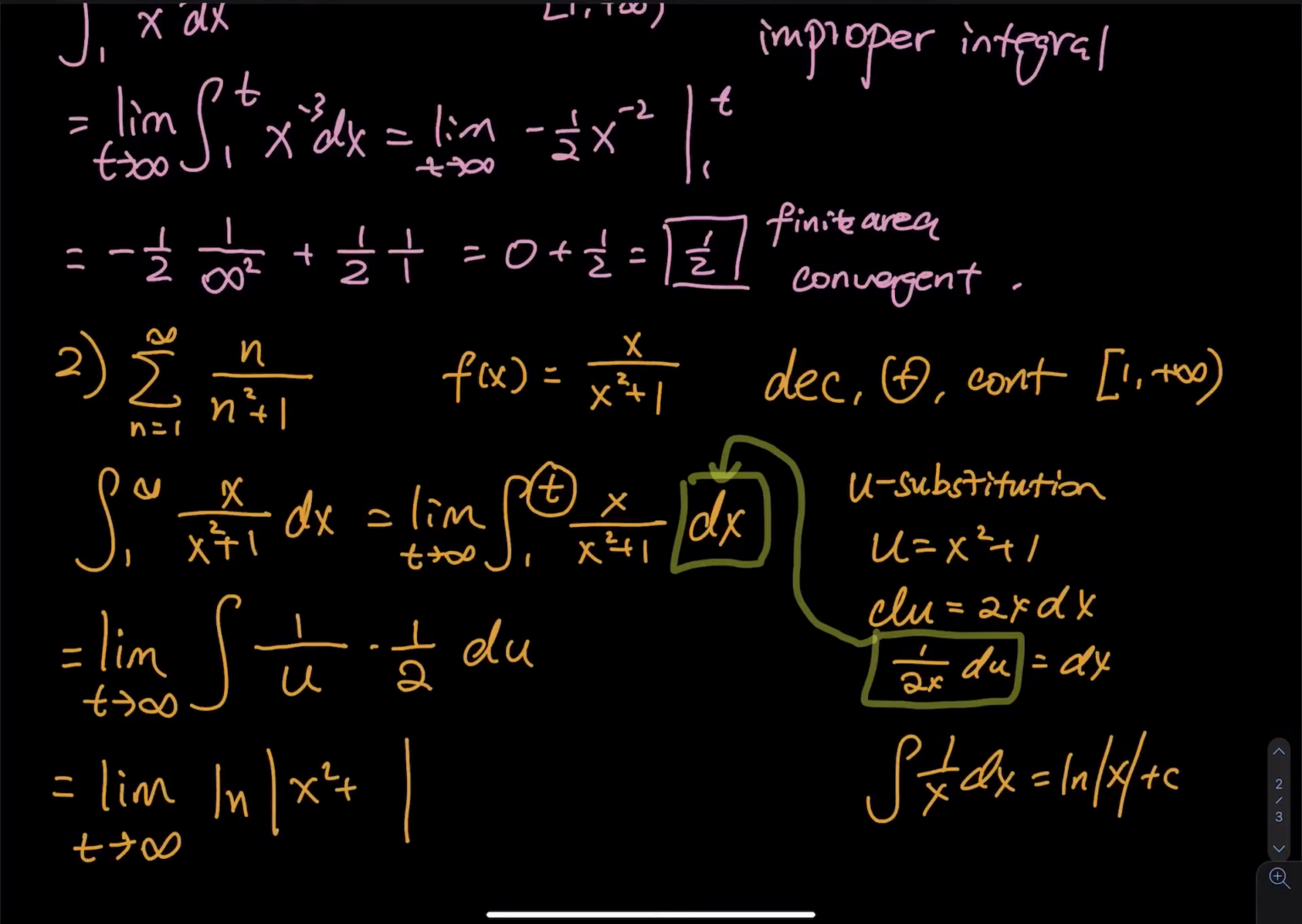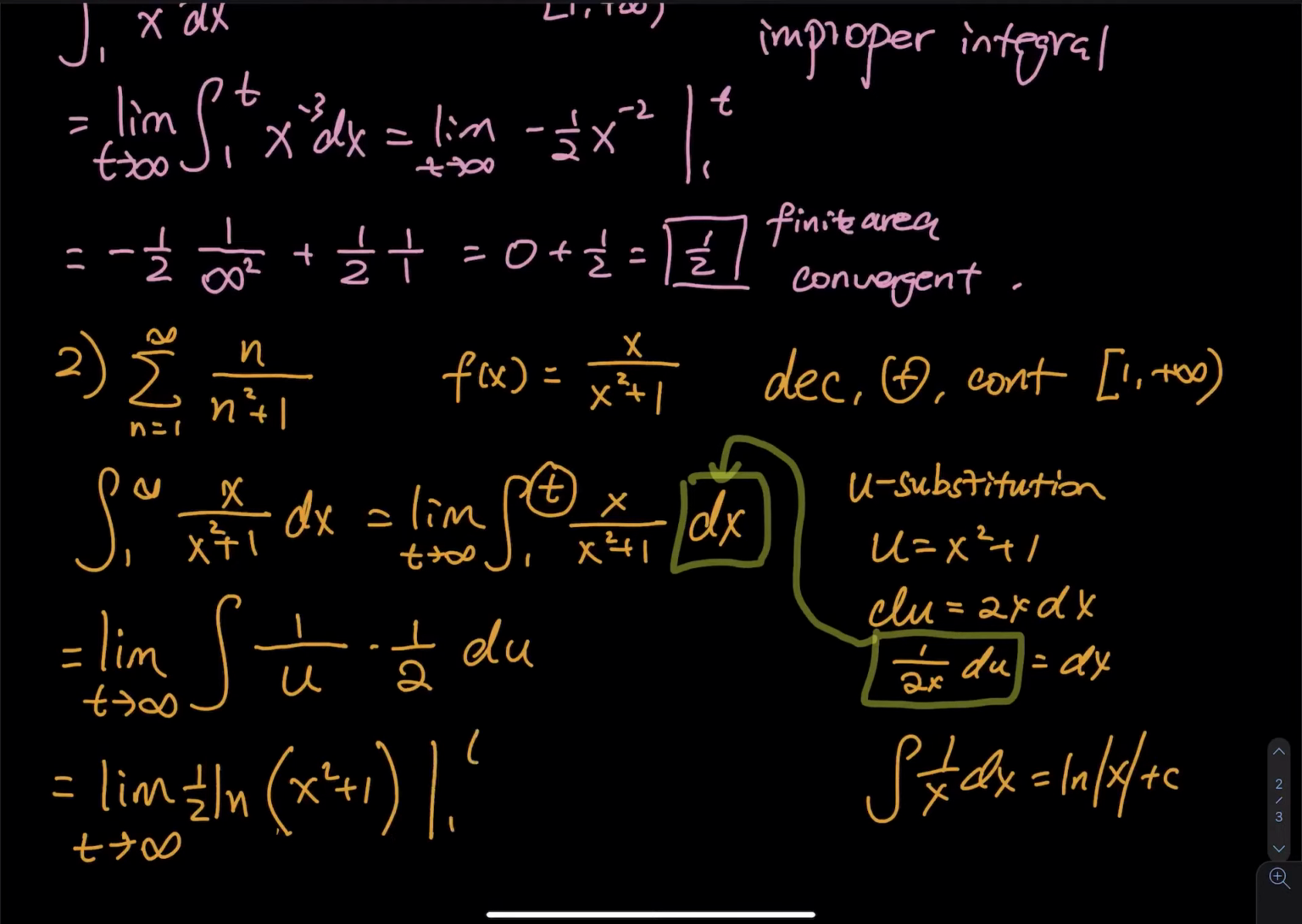Now answer this question for me. Do we need the absolute value? The answer is no, we don't need it, because x squared plus 1 is always positive. You square any number, you add 1 to it, that must be positive. So therefore, we do not need the absolute value. A parenthesis will do the job for us. And then we must not miss the 1/2 in front of the ln. That goes from where to where? That goes from 1 to t.